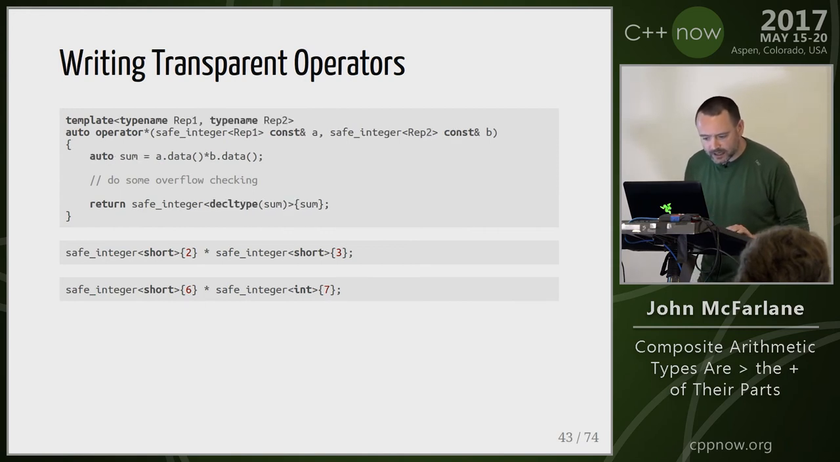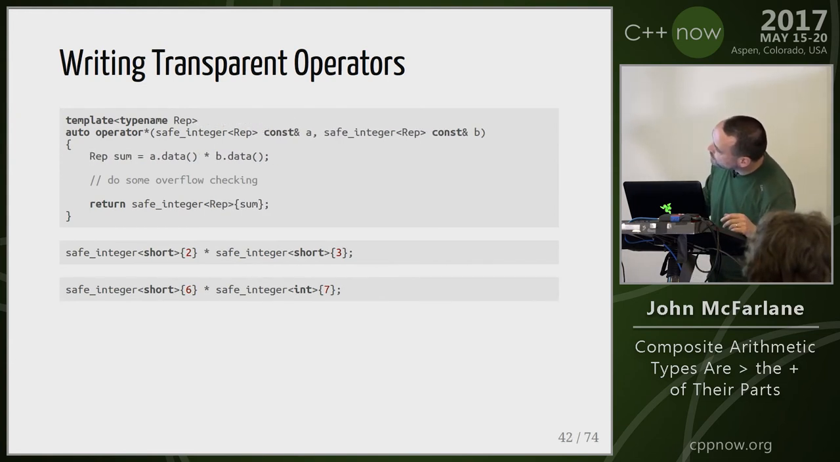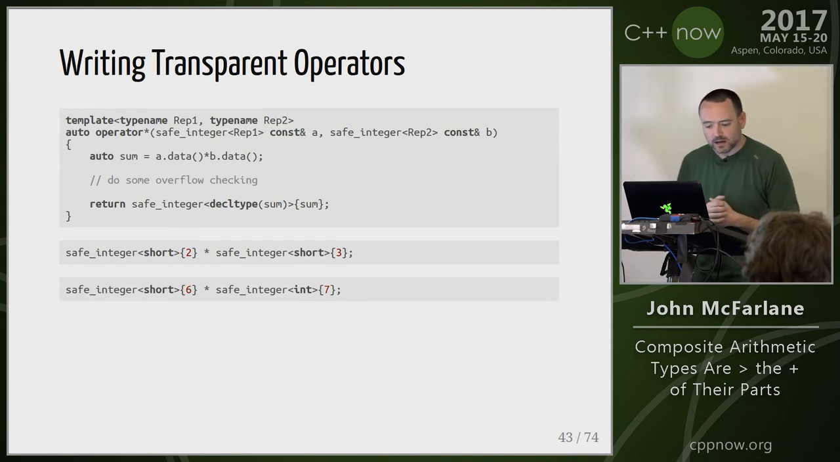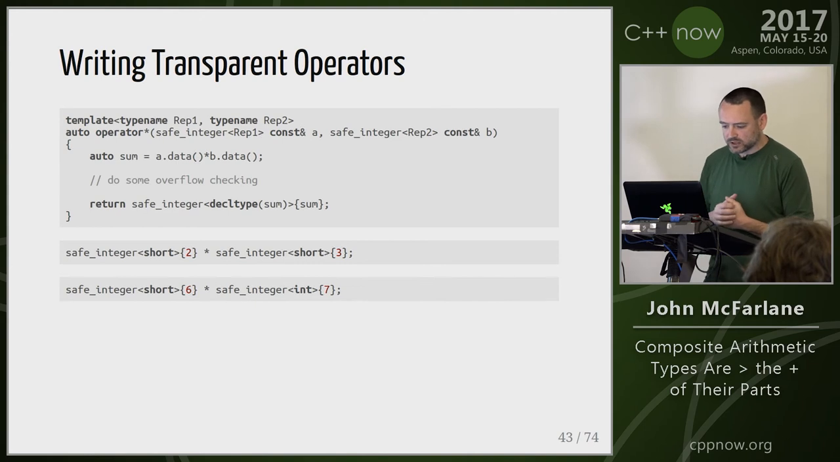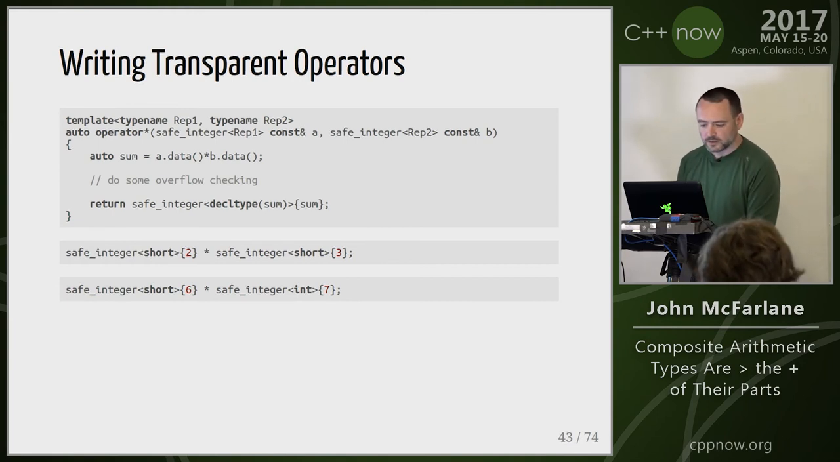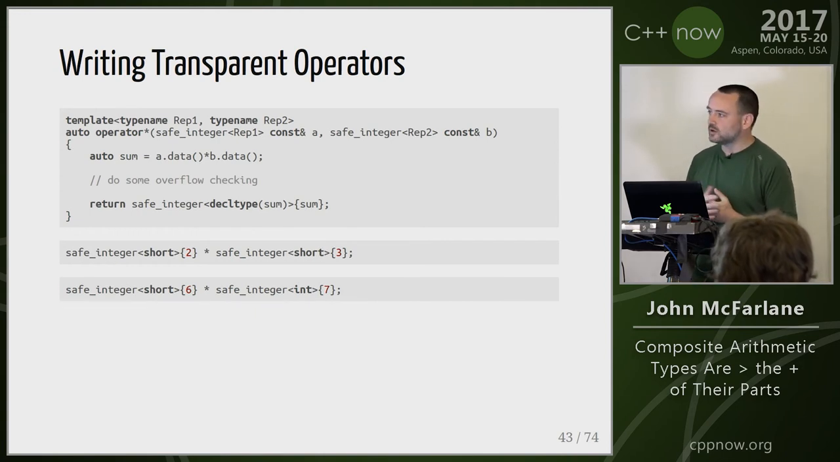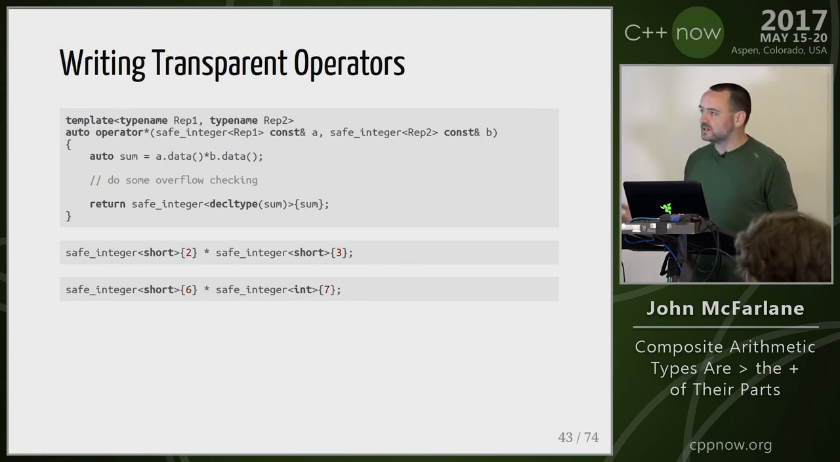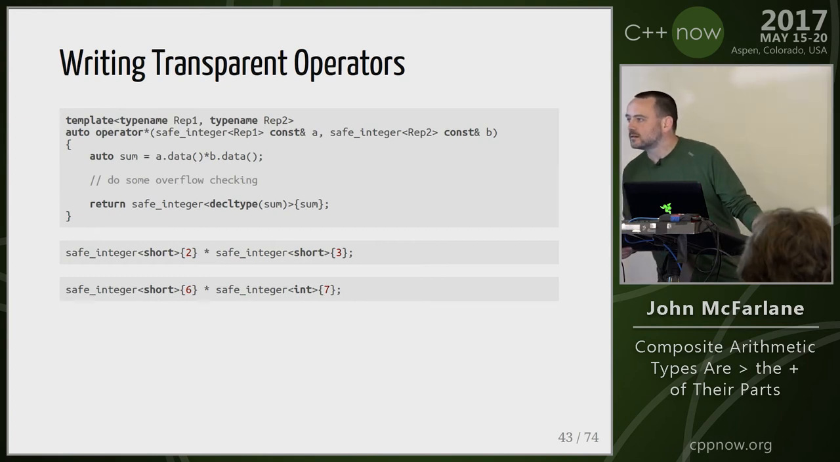Here's our repaired version. I'll just flip back and forth a few times: fixed, broken, fixed. Two things have changed here. Firstly, we have two rep types, so we can have two different operands as our inputs. Also, I am deducing the result of sum. So in our first example, where rep one is short and rep two is also short, sum is going to be int, because implicit promotion occurs, widening two shorts to an int.